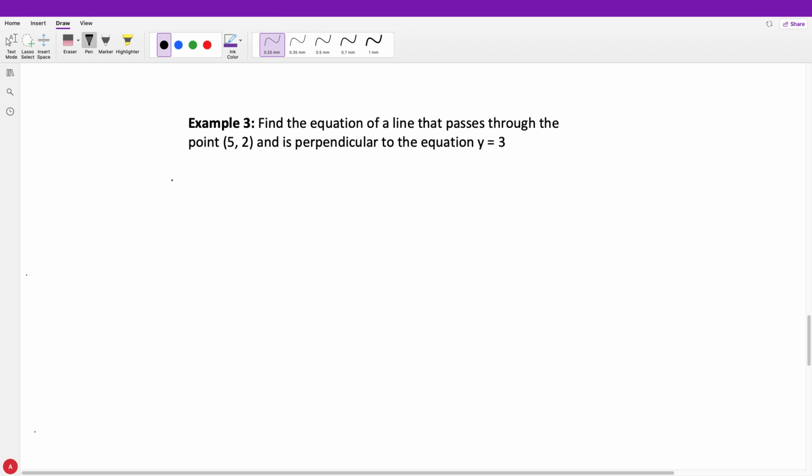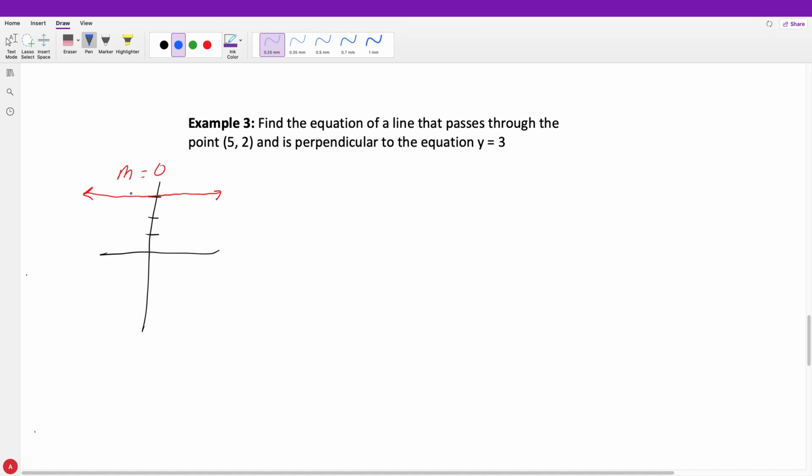So right away we need to identify, okay, well, what does the graph of an equation y is equal to 3 look like? And what you should know by now is that this is going to be a horizontal line where y is equal to 3. And remember, in a horizontal line, we have a slope that is equal to 0. So now we're going to look for our line that's perpendicular to it.